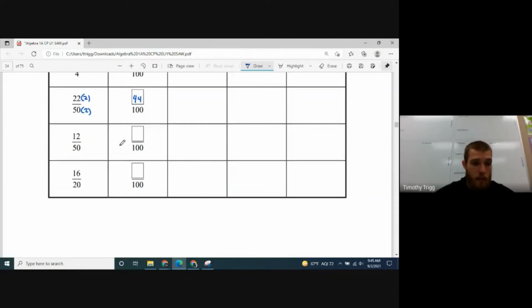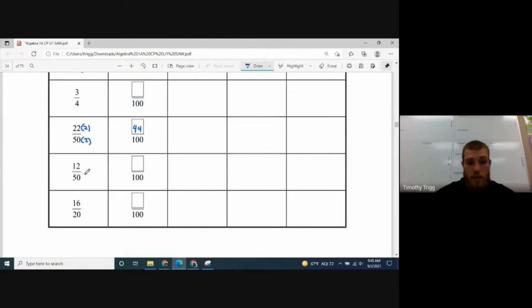Here, 50 times what to get 100? So this would be times 2 again. See if you can finish this row. It's very similar to the one we just did above.